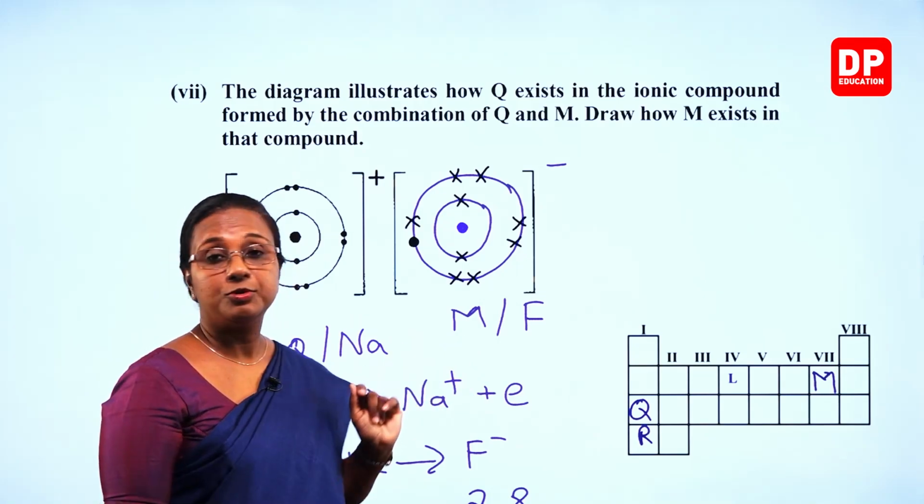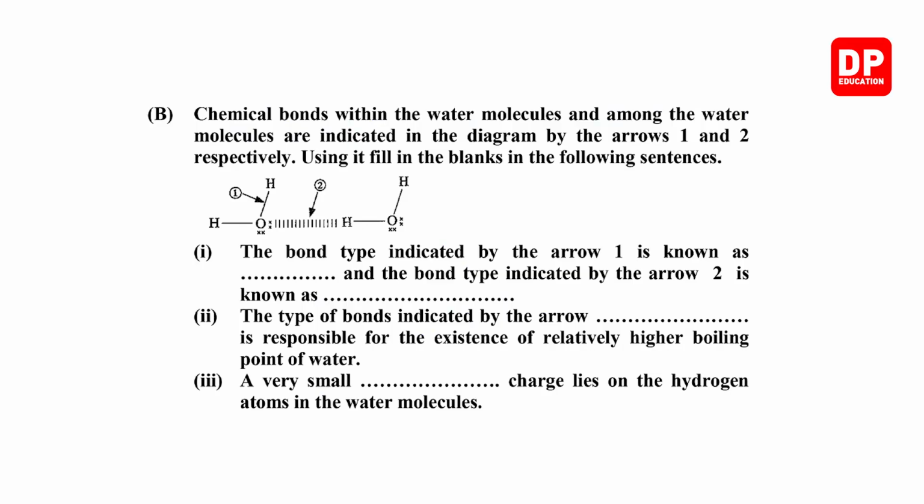So with that, I'll move on to the next part. This is part B of the question. Up to now, we answered questions related to part A. Those were also from a chemistry lesson. Now here also, this is related to chemistry again, bonding. Now the B part: chemical bonds within the water molecules and among the water molecules are indicated in the diagram by the arrows 1 and 2 respectively. Using it, fill in the blanks in the following sentences.